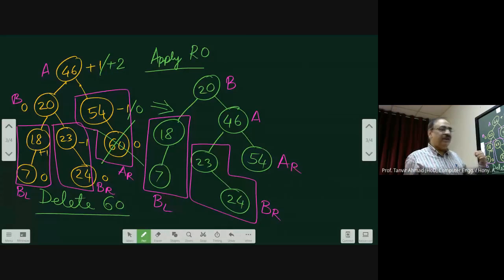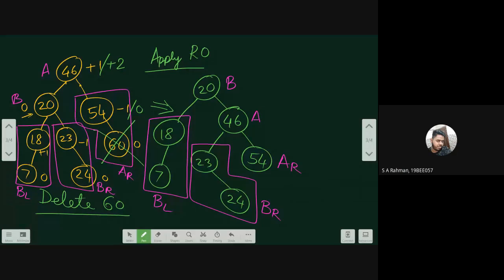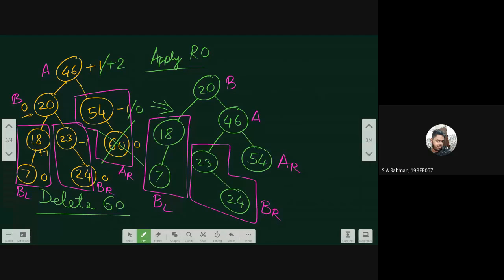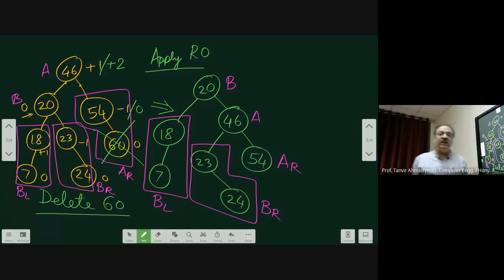Obviously, if I take for this 20, height of left is 2, height of right is 2. 2 minus 2 is 0. If you take it for 46, height of left is 1, 2, 3 minus 1, 2. 3 minus 2 is +1. But once you delete 60, the height of left is unchanged, 3 minus 1. This is now +2. Now the green one, what I'm writing over there, is the new height. The yellow ones over there are the old heights.